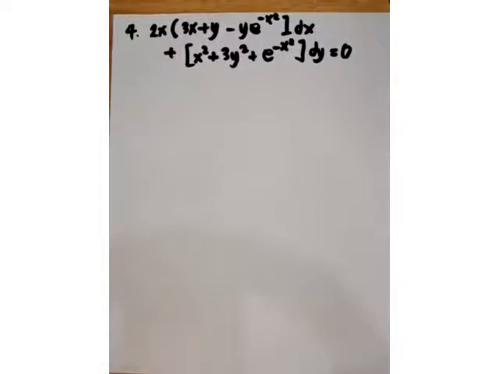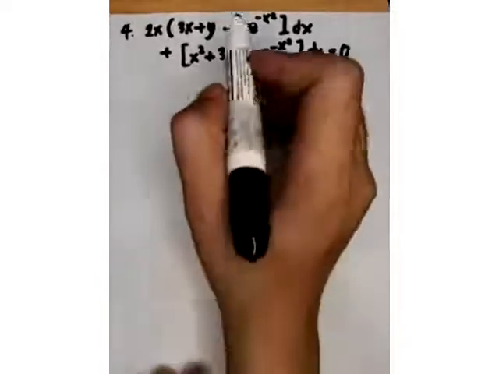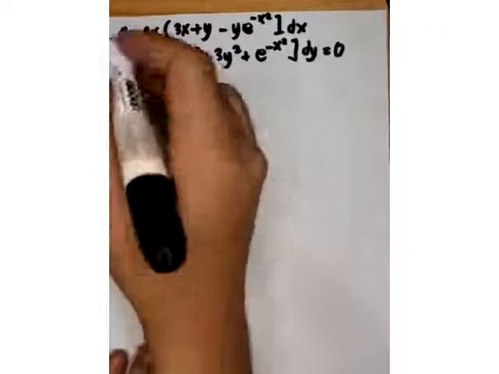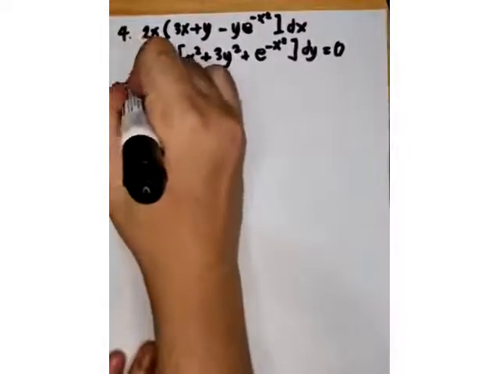Ayan. 2x times the quantity, 3x plus y minus y e raised to negative x squared dx plus x squared plus 3y squared plus e raised to negative x squared dy is equal to 0. Ayan. So hindi siya pwedeng separable because of these terms and these terms. So, titest na lang natin siya for exactness. So, let's test it for exactness.